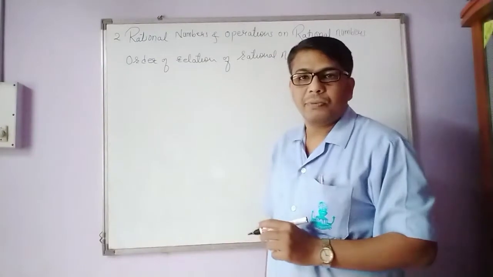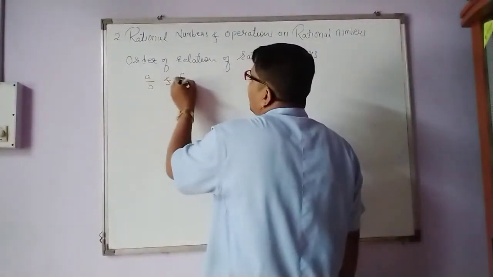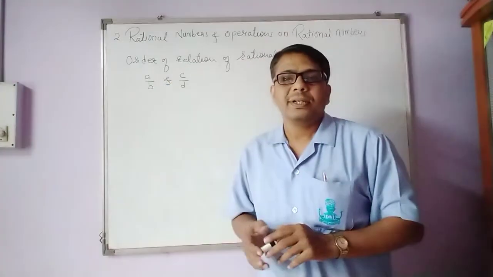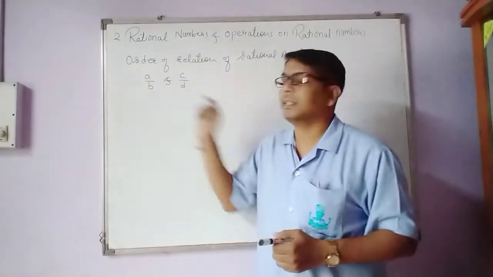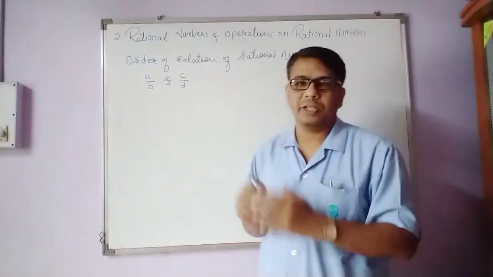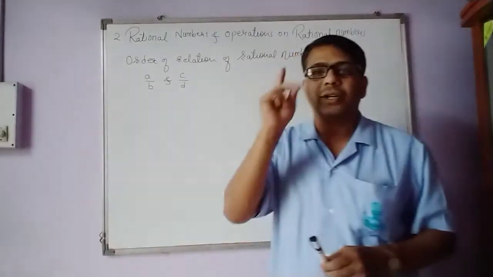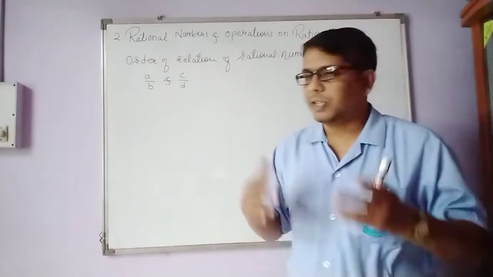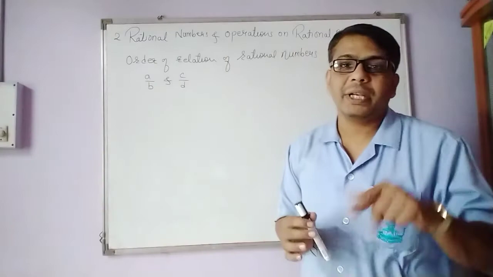Now, for example, if A upon B and C upon D are any two rational numbers, then how can we decide which rational number is bigger or which is smaller? First, you are supposed to make the denominators always positive. Then only you can do it. If the denominators do not have the same sign, then you may get wrong answers.